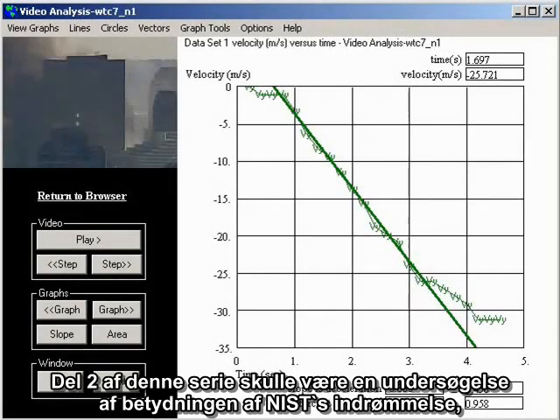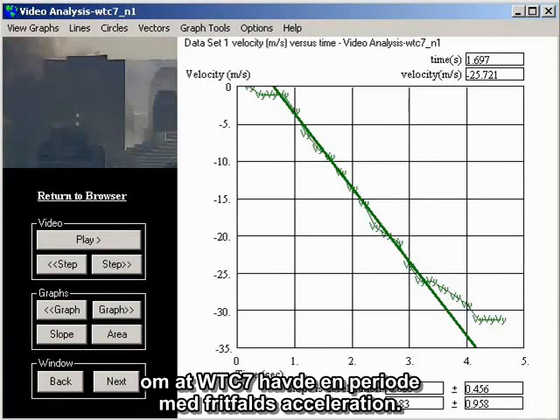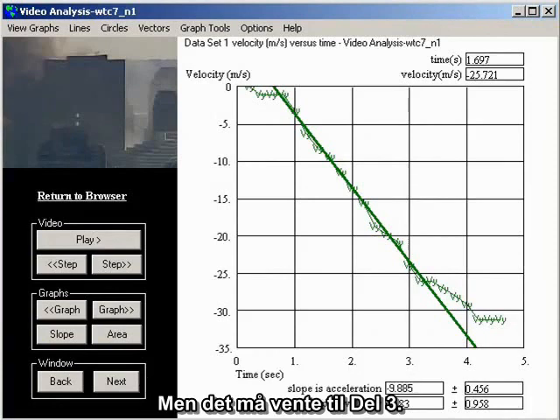Part 2 of this series was going to be an exploration of the significance of NIST's admission that World Trade Center Building 7 underwent a period of freefall acceleration. That'll have to wait for Part 3.